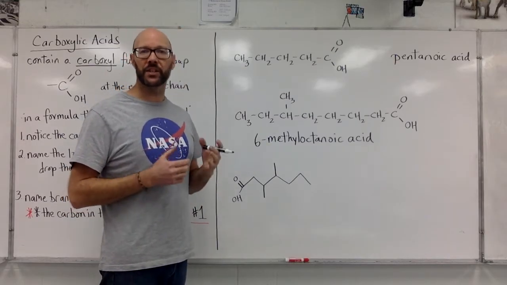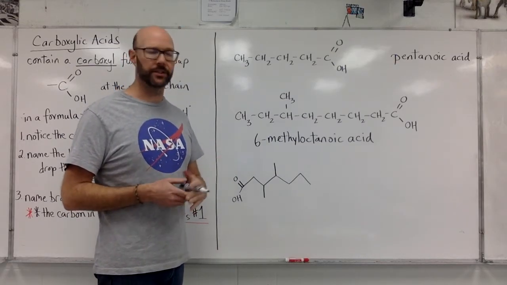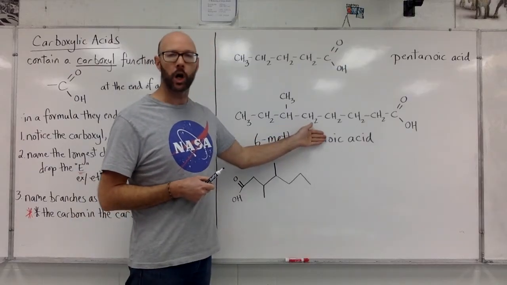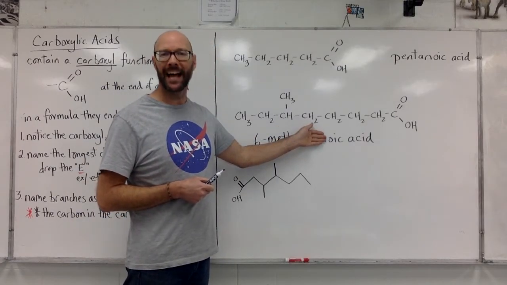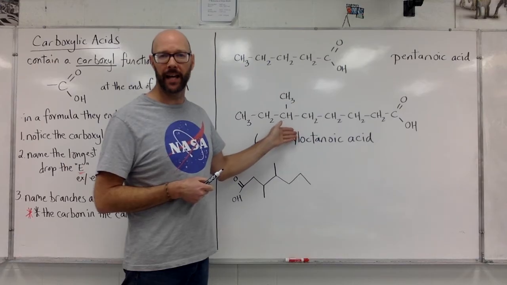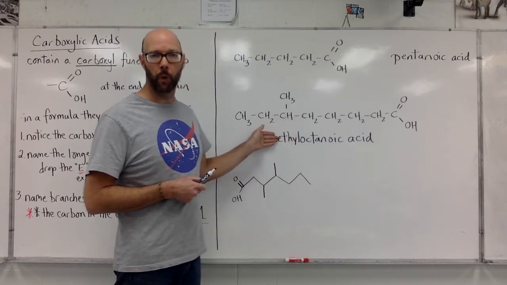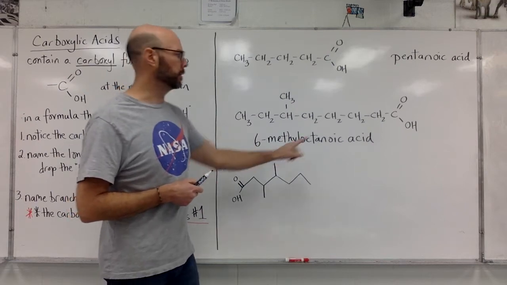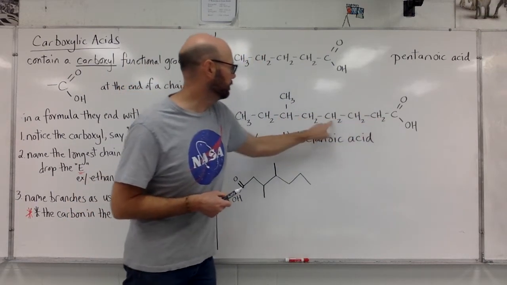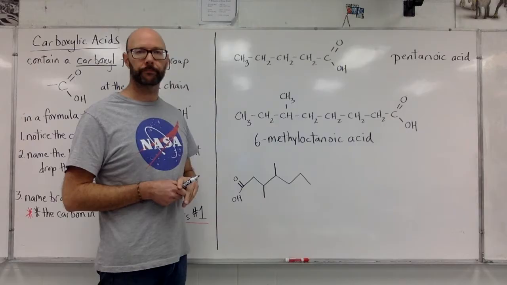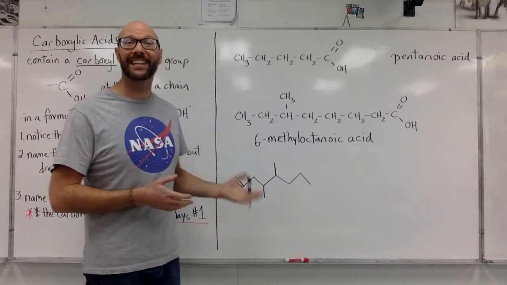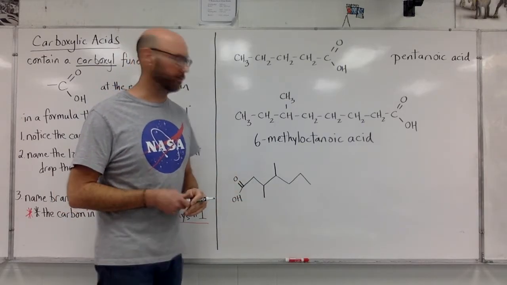It's 6-methyl octanoic acid. We have the carboxyl functional group at the end of a chain of 8 carbons, we have a 1-carbon branch, methyl, on the 6th carbon. 1, 2, 3, 4, 5, 6. A final example in line diagram style.